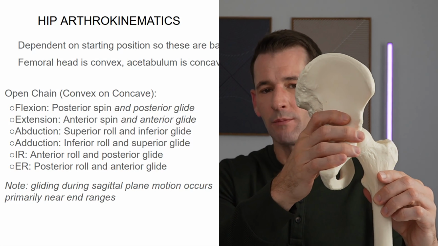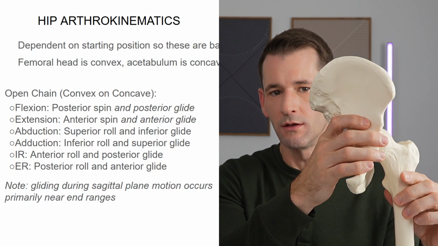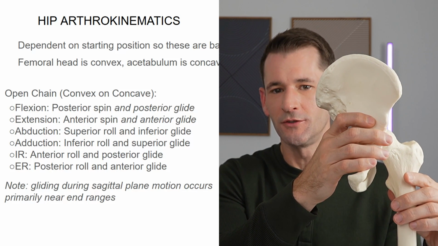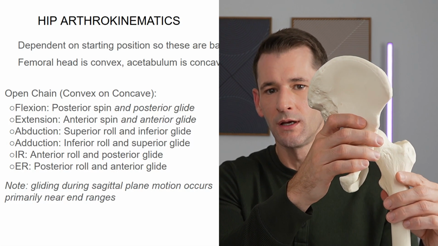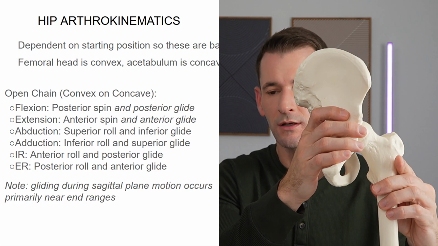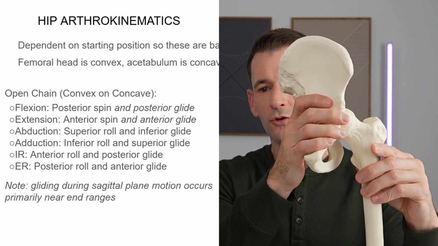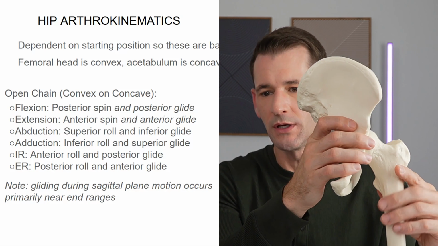There's also a posterior glide at the very end range of motion. So keep that in mind as you start talking in your clinical courses about manual therapy. That little bit of posterior glide at the very end range of flexion is important there. But in these kind of neutral ranges, it's mostly a posterior spin.